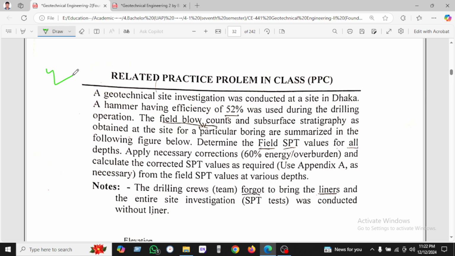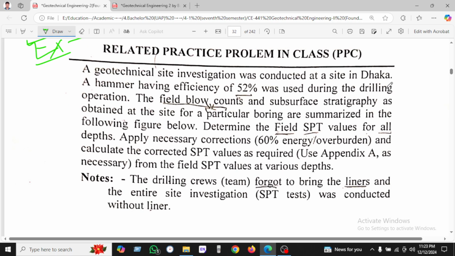So this example we have to understand. This is the last example, and the last portion of our example. The relevant parameters are in class. A geotechnical site investigation was conducted at a site in Dhaka, Bangladesh, beside India. A hammer with efficiency of 52% was used. The drilling operation and field blow counts for the subsurface stratigraphy were obtained at the site of the particular boring and summarized in the following figure below.